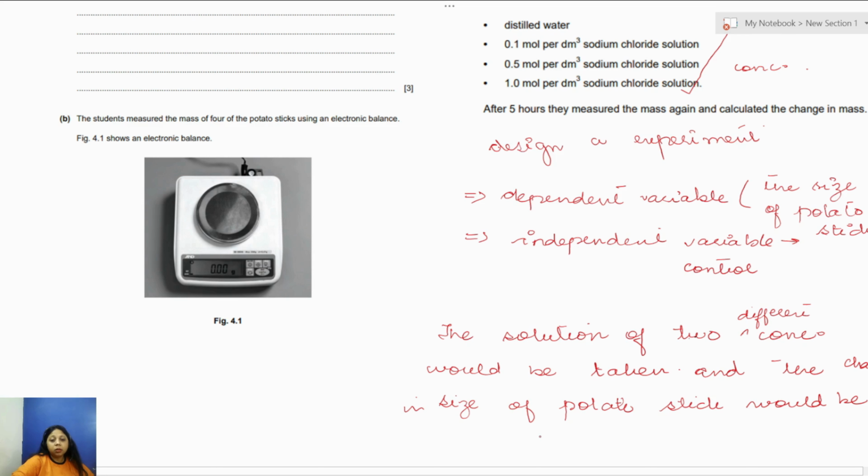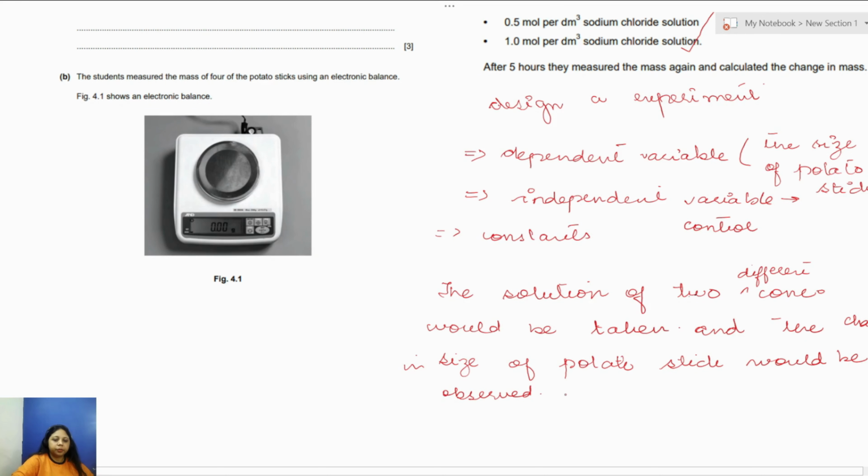Now the third important thing that we need to mention is the constant things. What should be constant? The concentration is the independent one, we are changing the concentration. The size of the potato stick should be the same. The initial size of the potato stick should be the same.